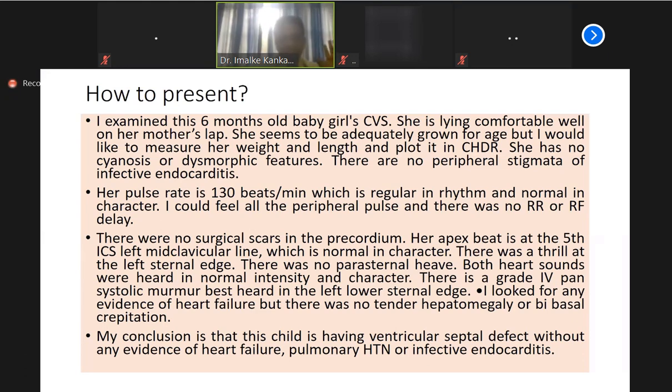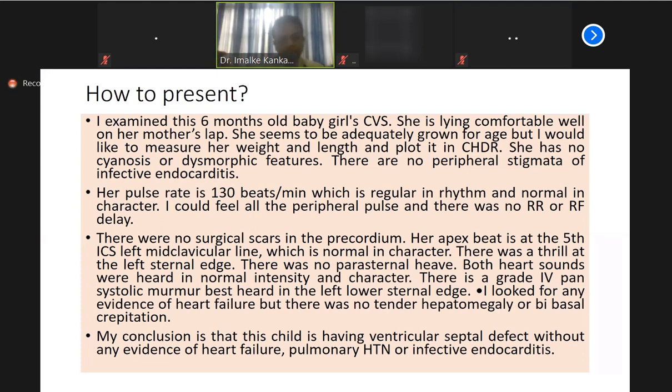So, I examined the 6-month-old baby girl's cardiovascular system. Use short sentences with pauses because we are not good at making long sentences under stress, right? So she is lying comfortably on her mother's lap. She seems to be adequately grown for her age. I have missed it, but I would like to measure her weight and length. It's important to say length rather than height. Less than 2 years, we measure length and plot it in the CHD chart.